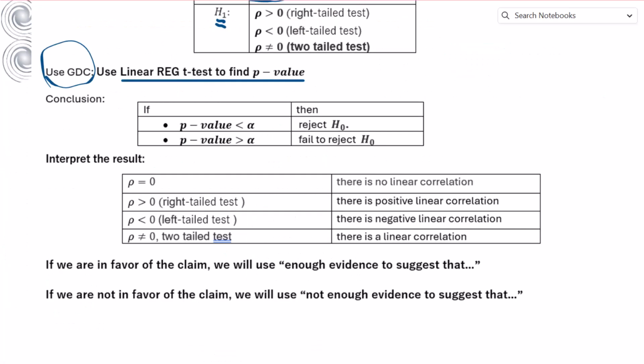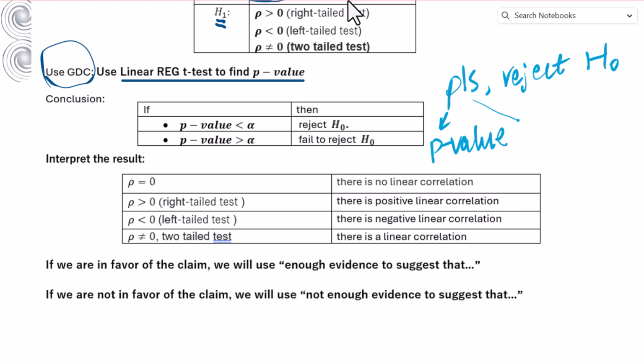Conclusion: you just need to remember, if p, which stands for p-value, is less than significance level alpha, reject H0. Interpret the result.